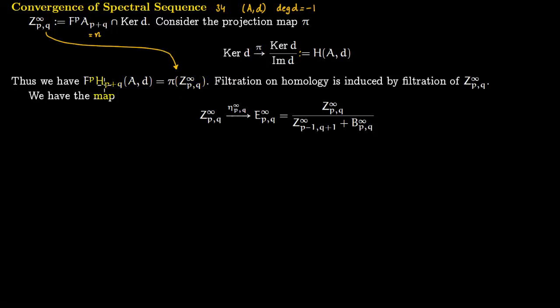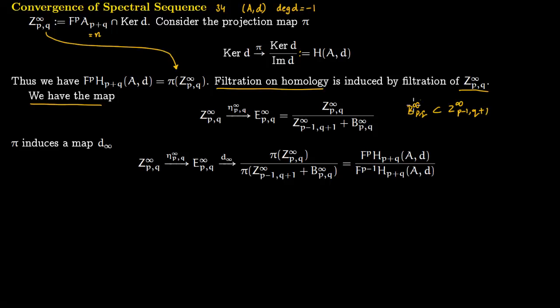So from here, you have gone here just by quotienting out the image. Now you can see the filtration here is induced by the filtration here. So the filtration on homology is induced by the filtration of Z infinity PQ, because homology here is a quotient of a submodule: you have just quotiented out the image. Now we have this map Z infinity PQ to E infinity PQ, and you have the standard definition. The only thing you have to notice is that B infinity PQ is a submodule of Z infinity P minus 1 Q plus 1. This is because it consists of image which lies inside here.